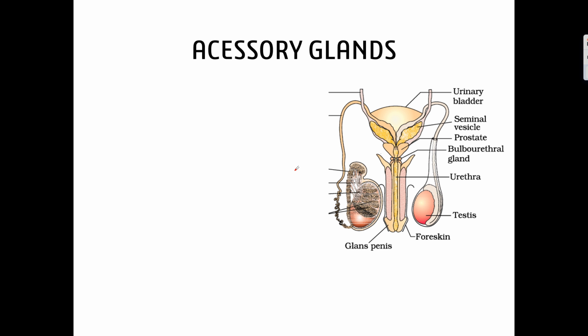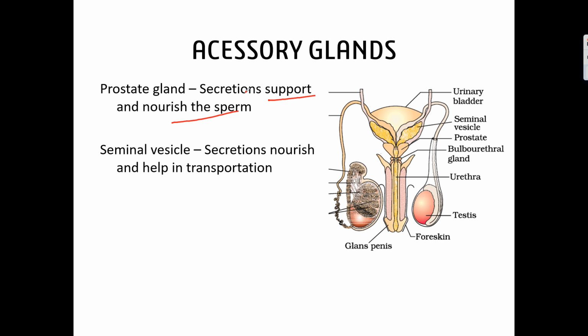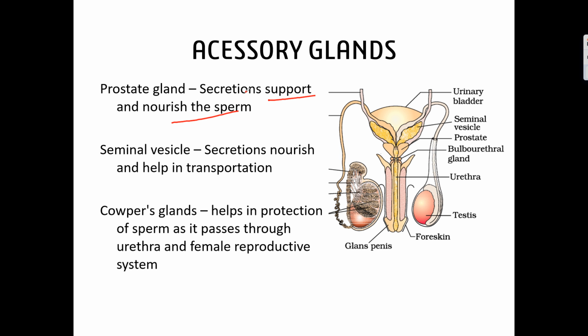So now let us talk about the accessory glands. The prostate gland's secretions will support and nourish the sperm, so it will provide nutrients to the sperm. The seminal vesicle helps in transportation. It also secretes oily secretions that help in easy swimming of the sperms. And the third one is the Cowper's gland or bulbourethral gland. It helps in the protection of the sperm.